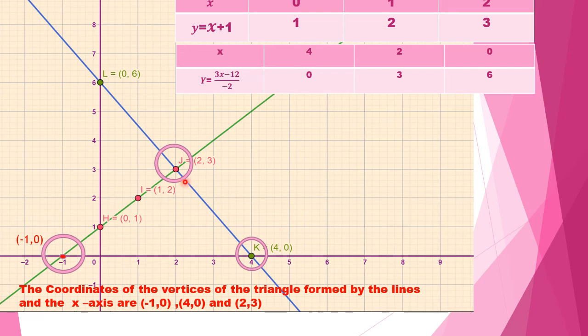Here I have joined it by a green line. The green line is representing the line which is joining the points H, I and J. Or it is also representing the equation y is equal to x plus 1.